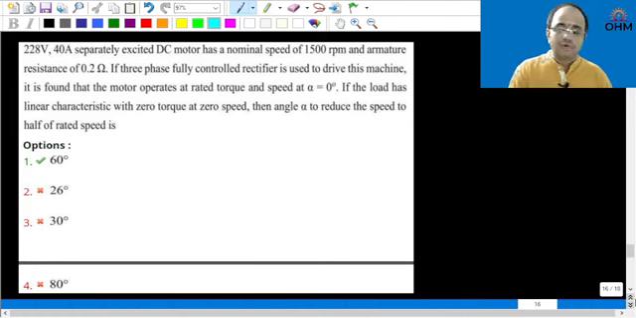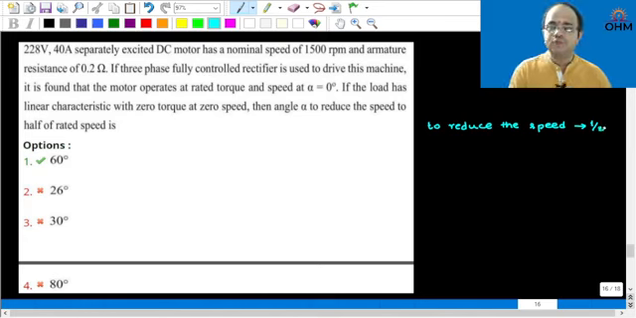Now, when the load has linear characteristics, in order to reduce the speed to half the rated speed, what we should do? Vt should be reduced by half. Okay, Vt should be reduced by half.